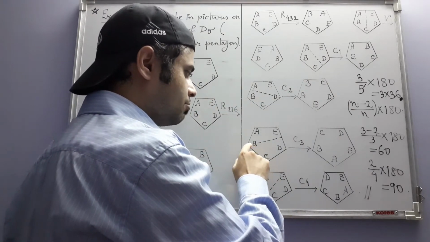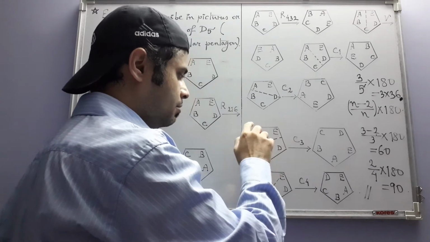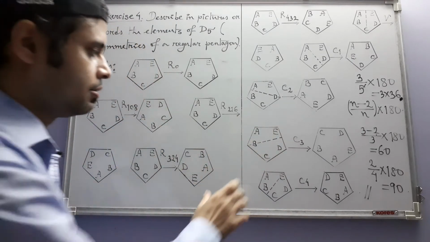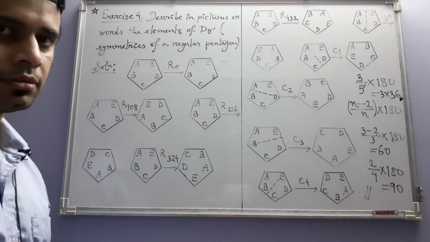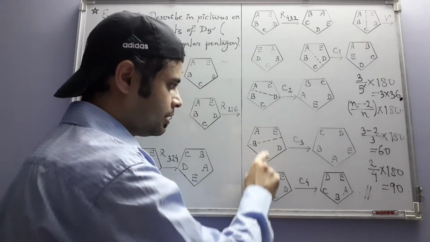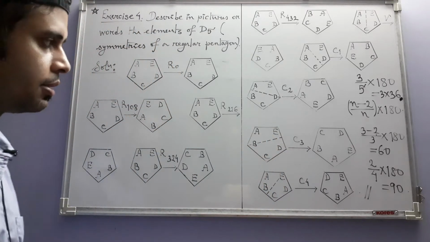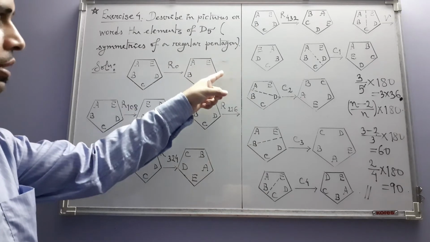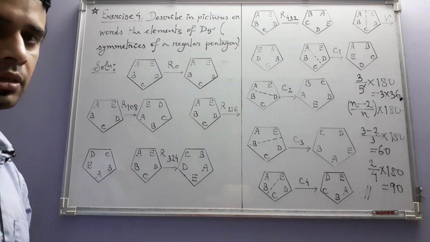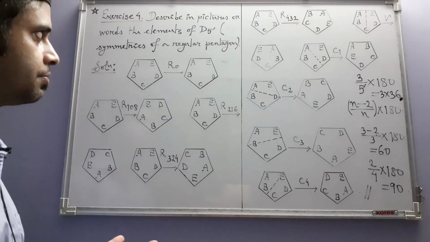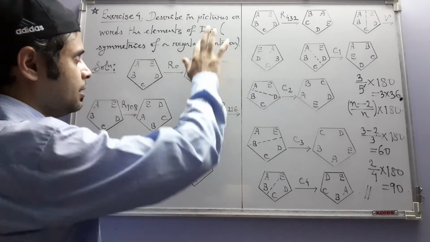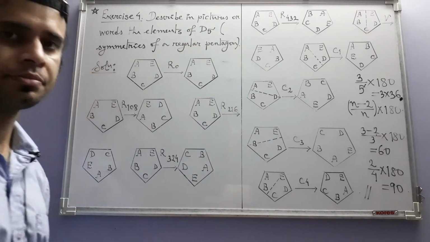Note that the vertex which the axis has on it stays unchanged in that flip or in that reflection. Here B does not change, everything else changes. A and C get interchanged, D and E get interchanged. So these are all the symmetries of a regular pentagon, and the set of symmetries is D5, the dihedral group of degree, do we call it dihedral group of degree 5? I can't remember clearly. Anyway, a dihedral group with 10 elements.